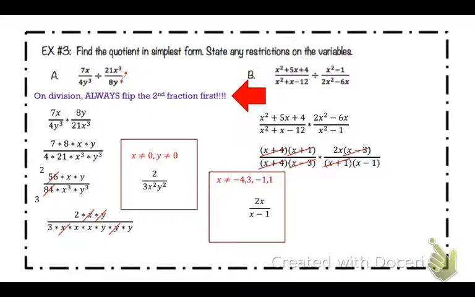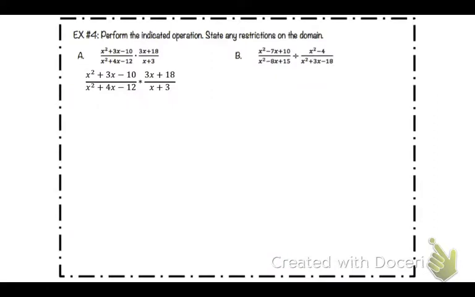Okay. Let's do these last couple examples, maybe. Okay, so this one is still just multiplication. So we're going to start by factoring the denominator. So x squared plus 4x minus 12, use the x to factor that. That factors to x plus 6, x minus 2. So we state our restrictions. X cannot equal negative 6, positive 2, or negative 3.